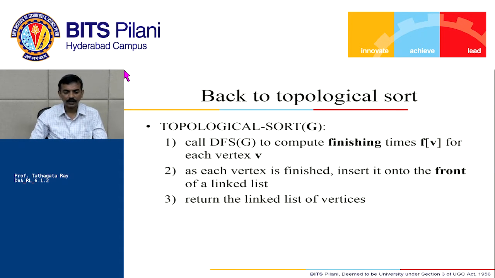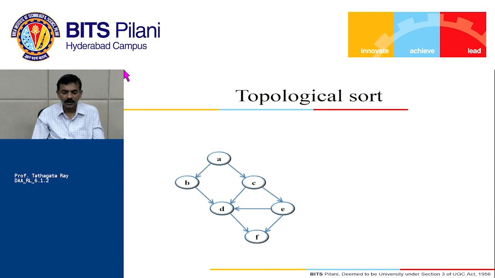So coming back to the topological sort, what you do is call depth first search on this graph to compute finish times f[v] for each vertex v. As each vertex is finished, insert it into the front of a linked list, and finally return the linked list of vertices. So let's do an example.